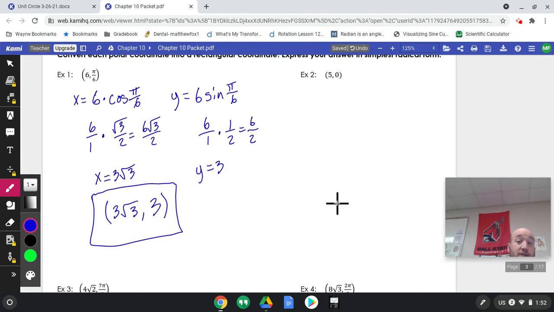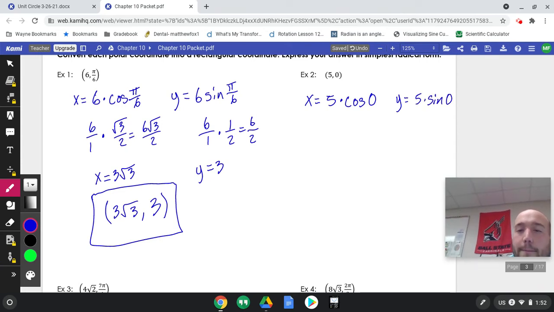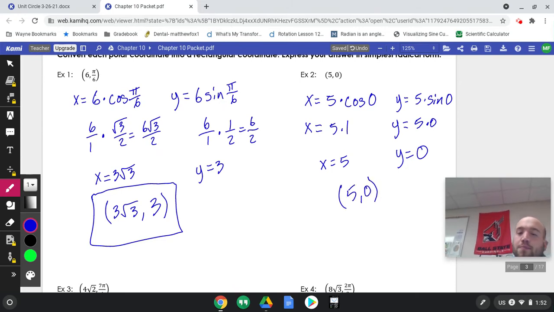All right, next one, same thing. Once again, x will equal 5 times whatever the cosine of 0 is. Y will equal 5 times whatever the sine of 0 is. So hopefully you remember the cosine of 0 is 1, so 5 times 1 is 5. Meanwhile, the sine of 0 is 0. And the point will give us 5, 0.